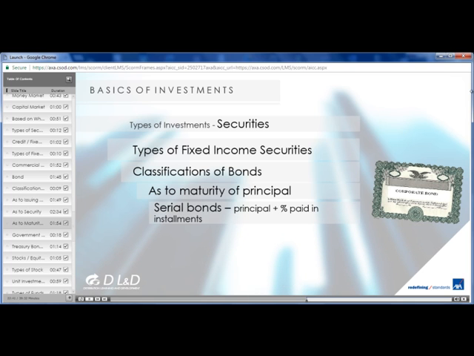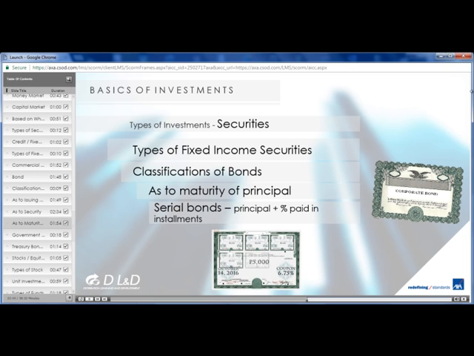A serial bond is one that is structured so that a portion of the outstanding bonds mature at regular intervals until all of the bonds have matured.